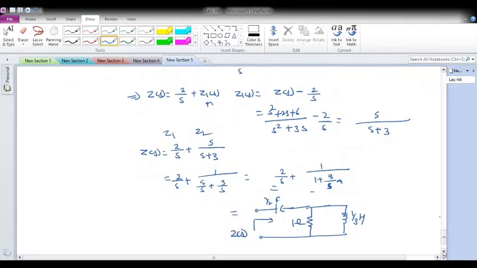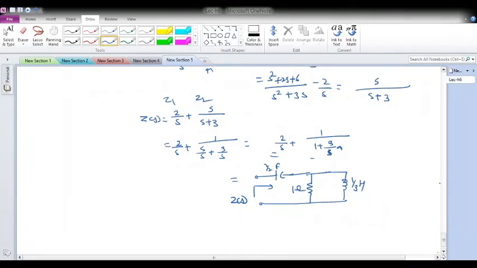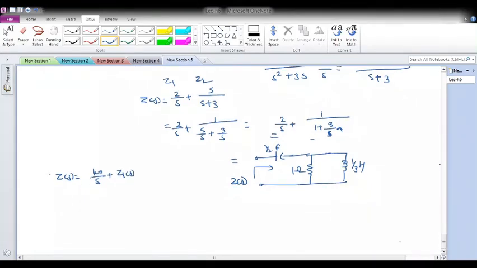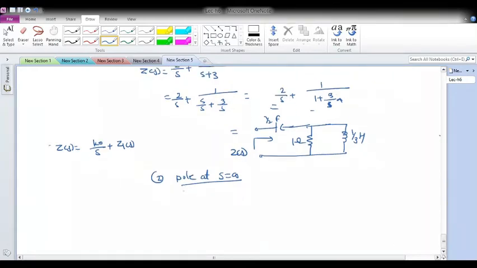Okay, so thus we have removed the pole at origin, s equal to 0, and this can be written as Z of s equal to k0 upon s plus Z1 of s. Okay, this is one factor. Now the second factor is the pole at infinity, which is the pole at s equal to infinity. This is possible when the order of the numerator m is greater by 1 than the order of the denominator.